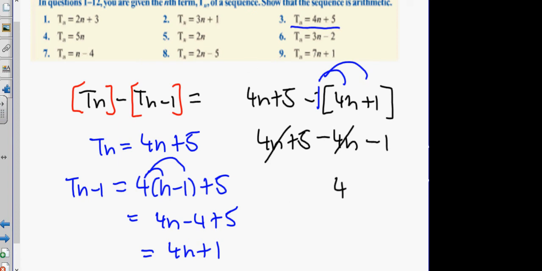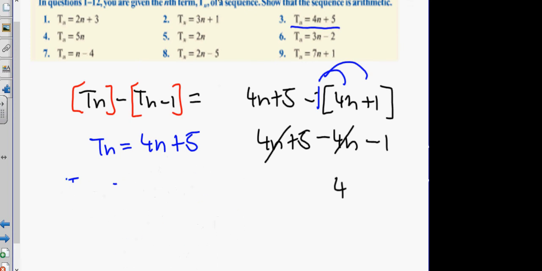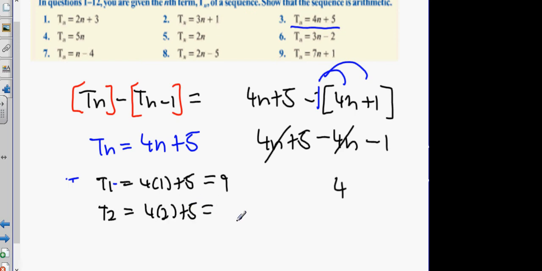Now, you can always check your answer, because you know that Tn is 4n plus 5. So you could always check your first few terms. This is not part of the question, just to check your answer. T1 would be 4 times 1 plus 5, which is 9. T2 is 4 times 2 plus 5, and that is 13. And T3 is 4 times 3 plus 5, which is 17. So you see that there's a common gap of 4.